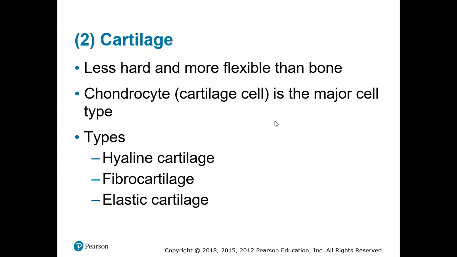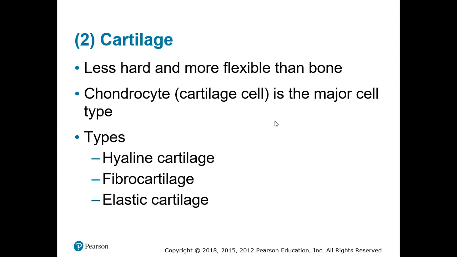The second one we're going to talk about is cartilage. Now, this is still relatively hard compared to your other connective tissue, but it is more flexible than bone. Instead of being made up of osteocytes, it is made up of its own type of cell. The major type of cell in cartilage are called chondrocytes, which is a name for a cartilage cell. Now, fun fact, if you've ever taken advanced biology, sharks are categorized in a specific group called chondrichthyes because sharks are made up of mostly cartilage.